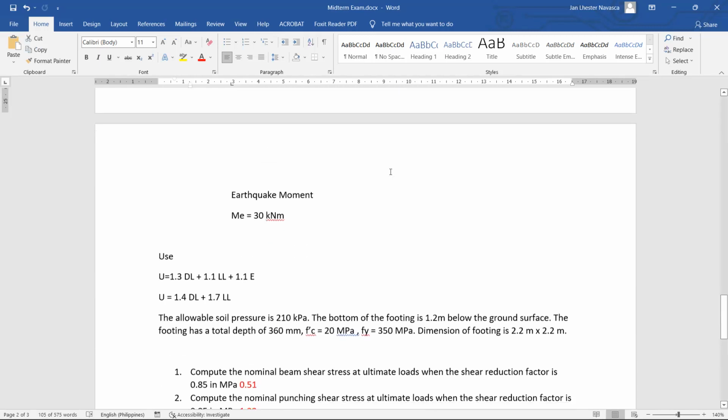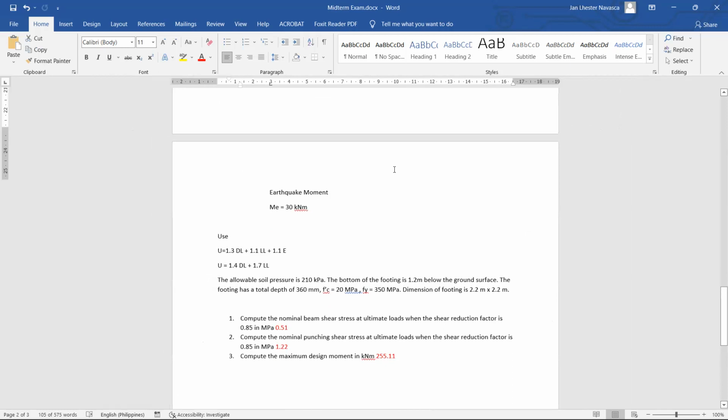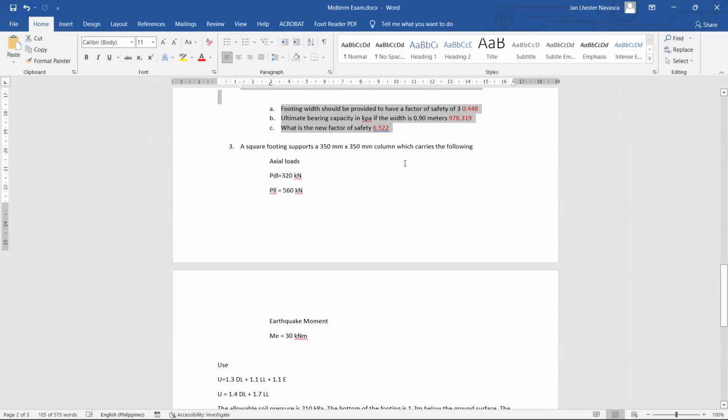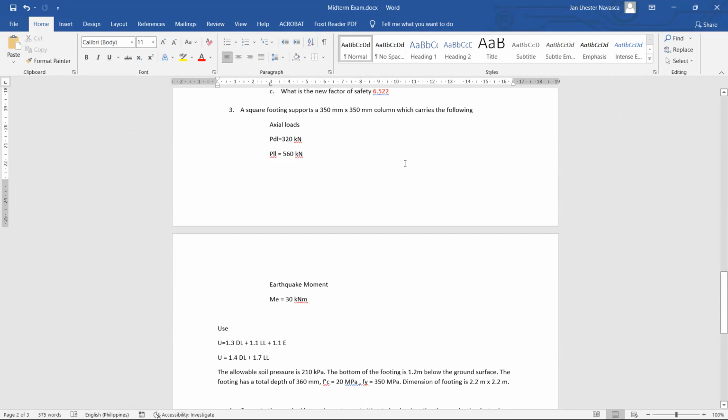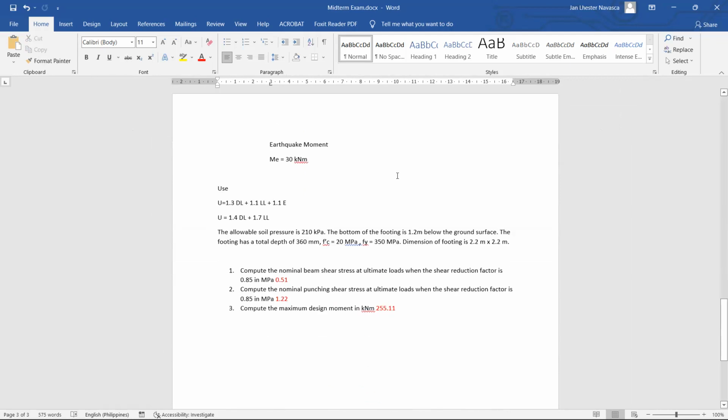So the last problem is problem 3. Problem 3 is almost the same as the given example in your module, I think module 16, which is the actual load with bending. This one asks to determine the nominal beam shear stress, the punching shear stress, and the maximum design moment when your footing is subjected to P over A, which is the actual load, plus minus 6M over BD squared, which is the moment.